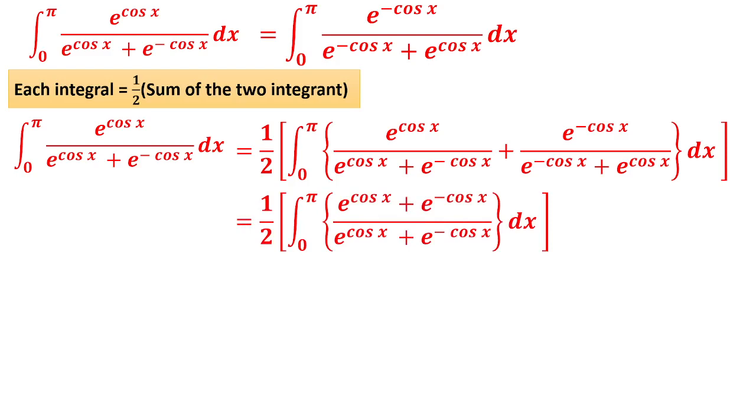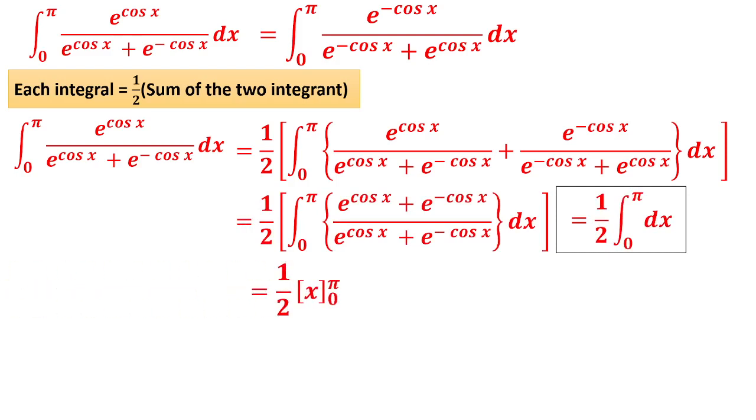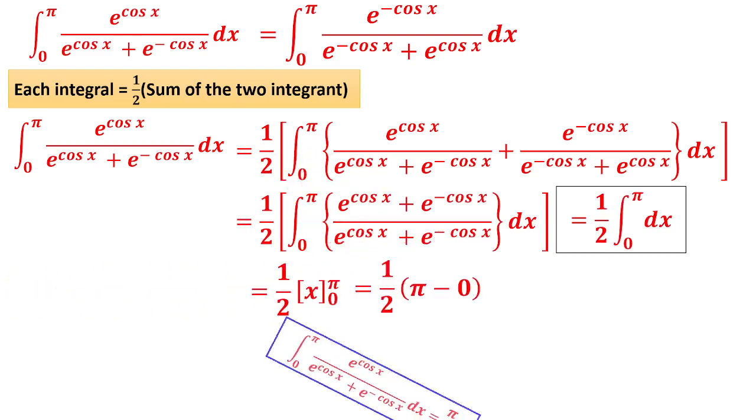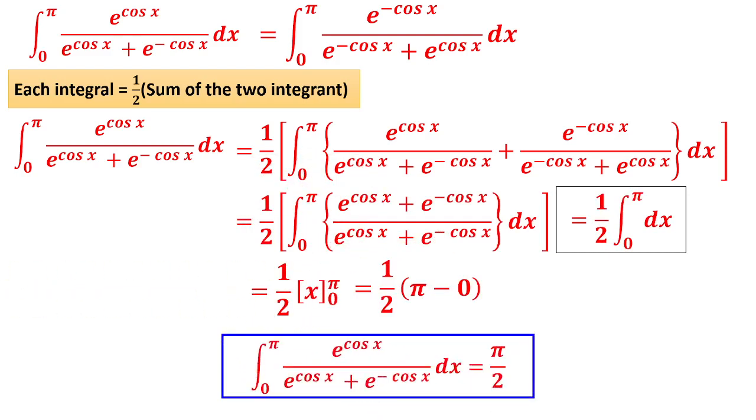When I add the integrands, they get cancelled. Numerator and denominator get cancelled. I am getting only dx. Therefore, half into pi. Therefore, the answer is pi by 2. If you use that 2I, you will get pi. Therefore, the answer is pi by 2.